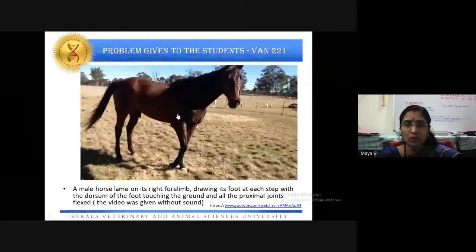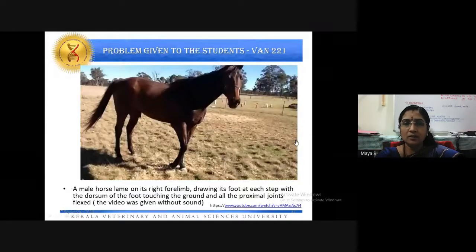It's a lame horse. It was a video actually. The horse is lame in his limb, and if it is given as a problem in anatomy, the learning objective can be what are all the nerves or what are all the muscles being involved, their anatomy and all, if there is a lameness in the right forelimb of a horse. Okay, when it is given to a later class, like in final year, then we will be thinking about the treatment and diagnosis of this particular disease.